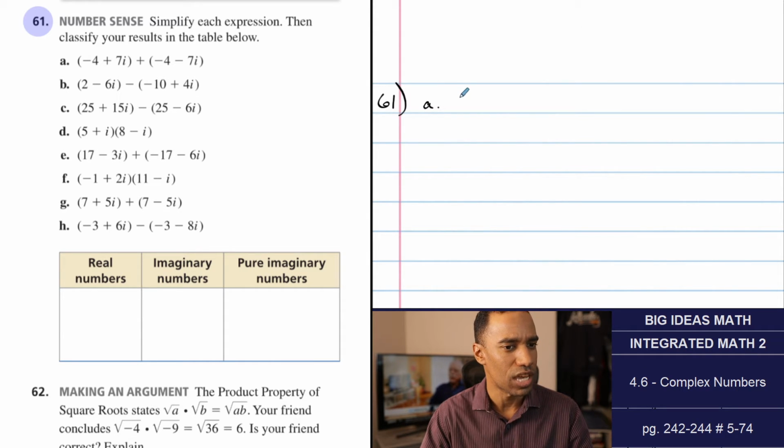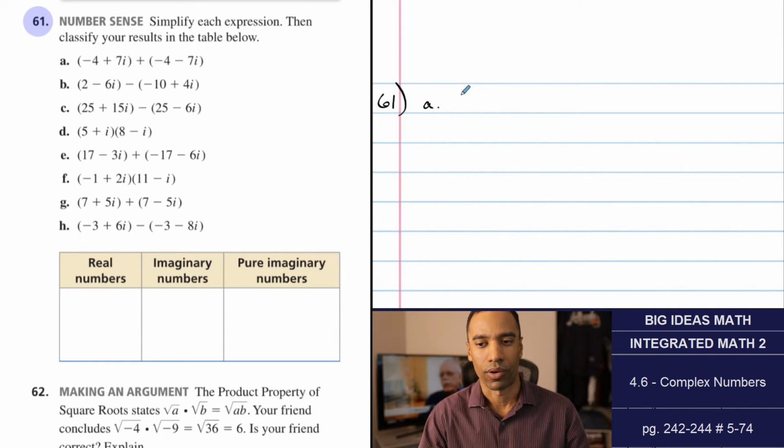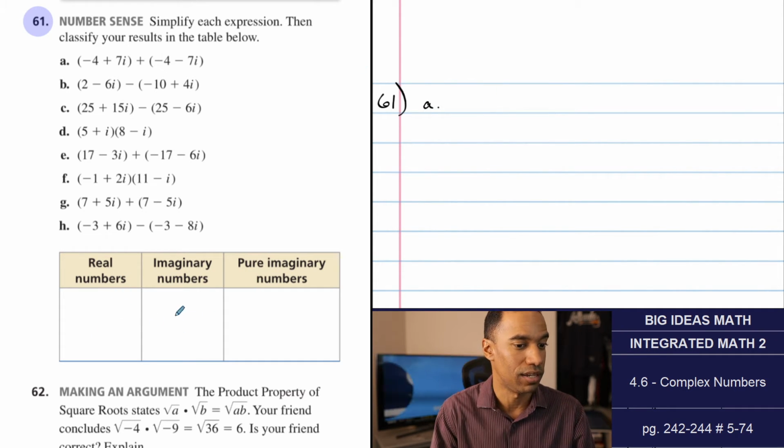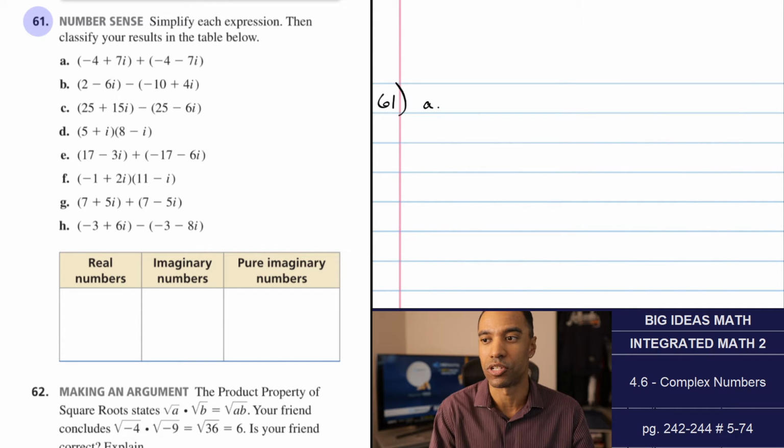Okay, so let's see what they want me to do. Classify your results in the table below. So, okay, I got it. Every result goes in one part of this table. So we're going to write them all. Then I'm going to write them in the table on this side, if that's okay, because then it stays on this page. I hope that works.